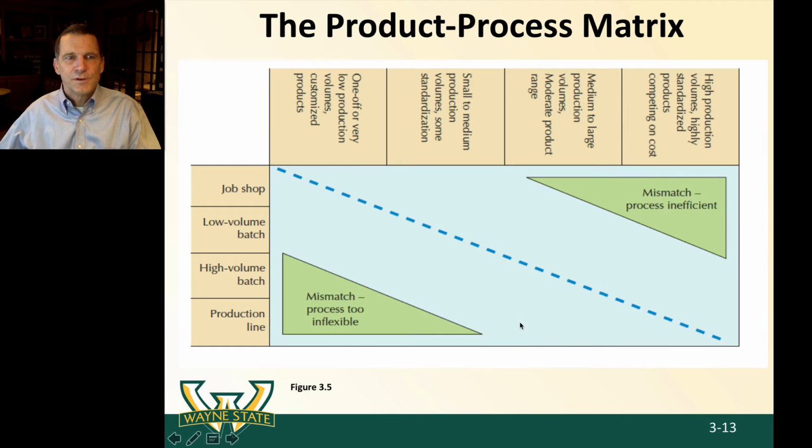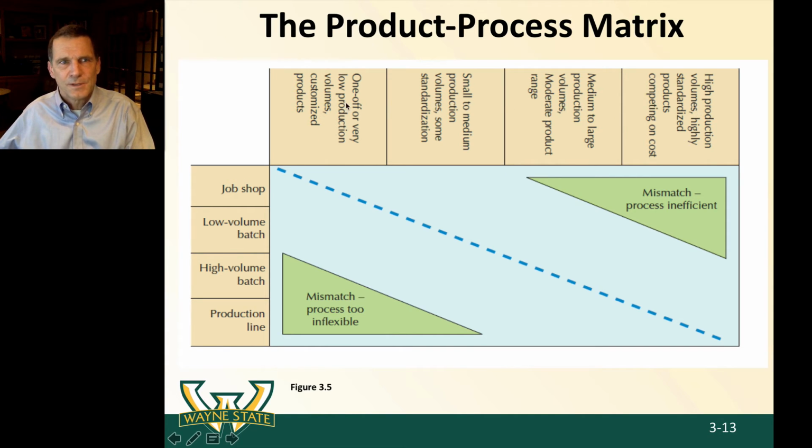This is what's known as the product process matrix, and it's in virtually every operations textbook that I've ever seen. It's simply saying that if we look along one axis, we can see that continuum of the different processes we just discussed, a job shop being very low volume and highly specialized, and a production line being suited to high volume and low levels of specialization and flexibility. And we can see over here that we can match them up, right?